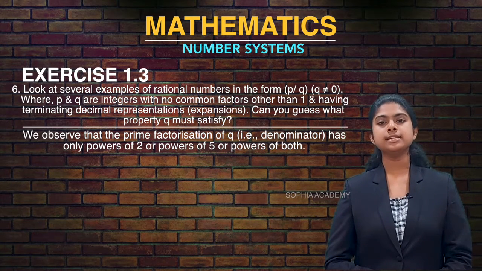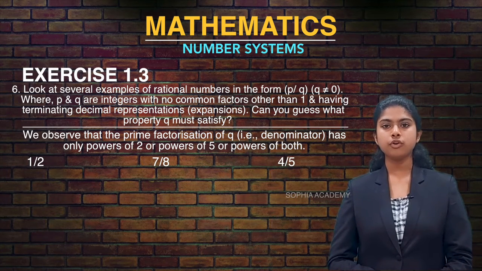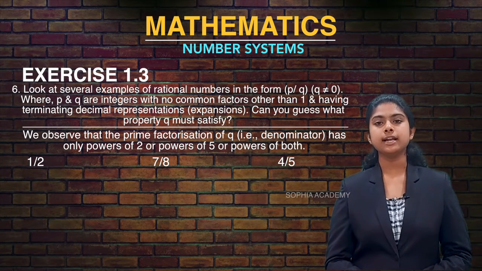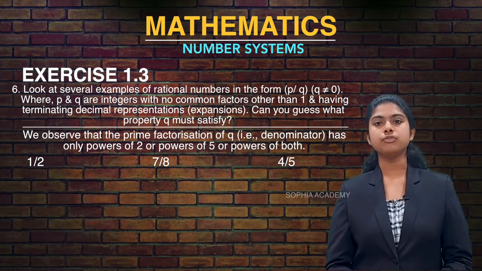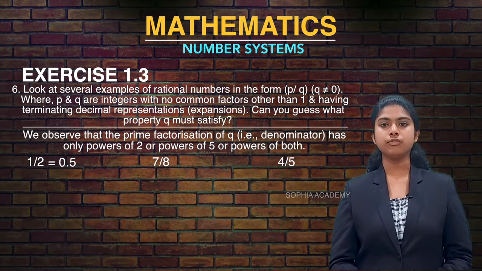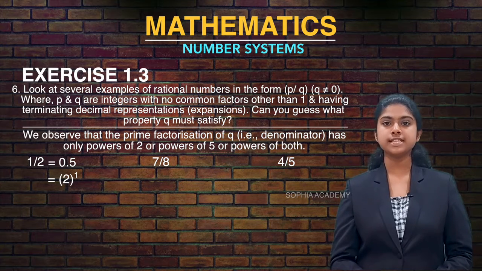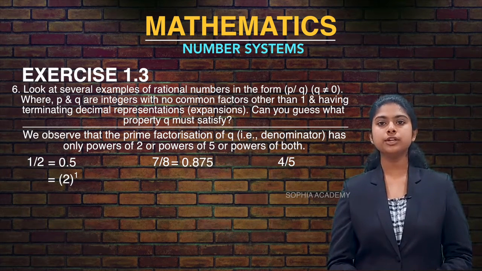For example, let us consider the rational numbers 1 by 2, 7 by 8 and 4 by 5. The decimal expansion of 1 by 2 is 0.5, and the denominator q can be written in the form of 2 to the power 1. Likewise, the decimal expansion of 7 by 8 is 0.875, and the denominator q can be written in the form of 2 to the power 3.